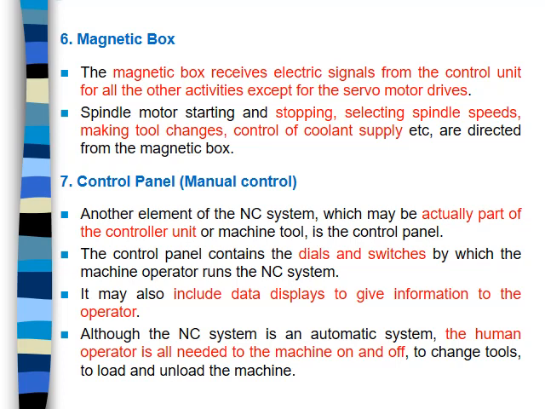The control panel is another important element of the NC system, which may actually be part of the controller unit or machine tool. It may also include a data display to give information to the operator. Although the NC system is an automatic system, the human operator is still needed to turn the machine on and off, to change tools, and to load and unload.